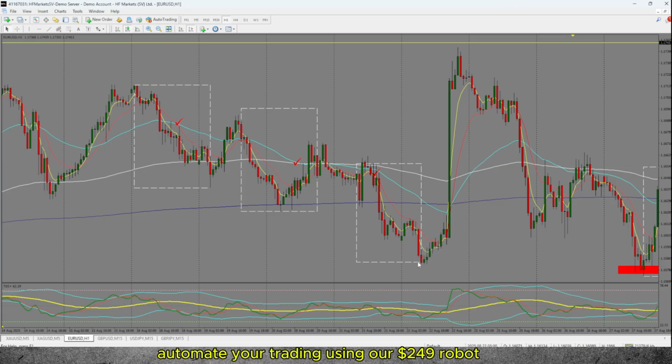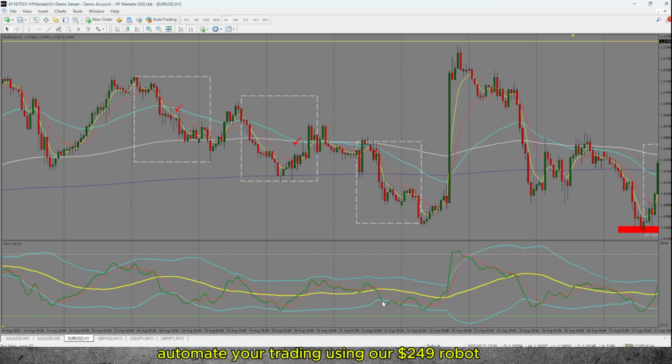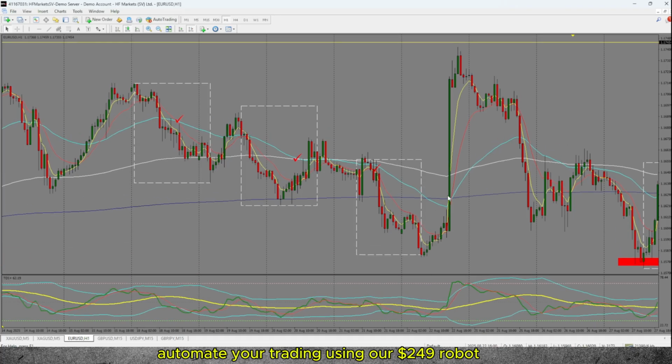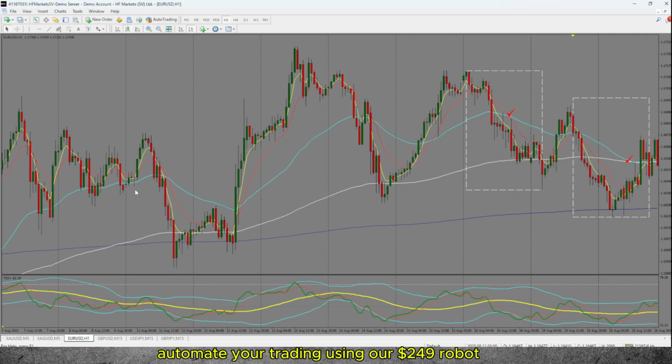First leg, then second leg. Whilst the TDI is telling us first leg here, second leg here, and then we can see a very beautiful impulse after a candle close above the 13 like this, right?